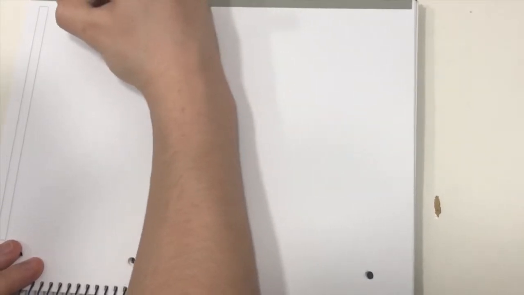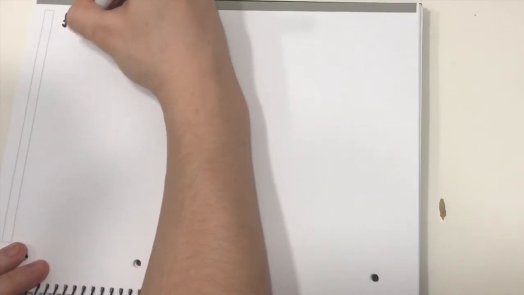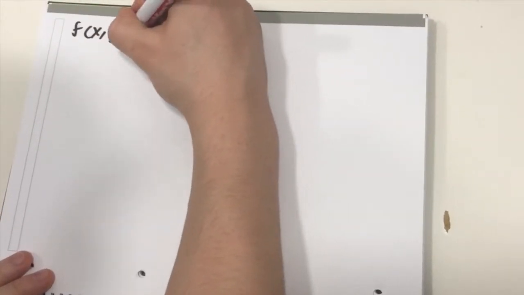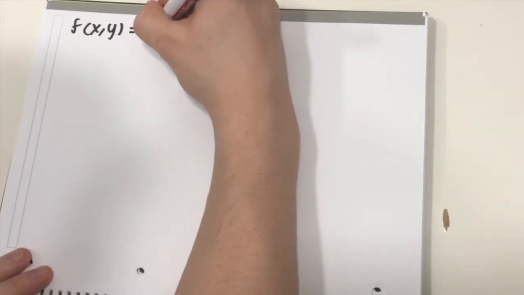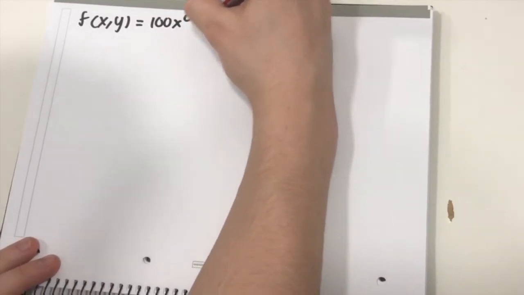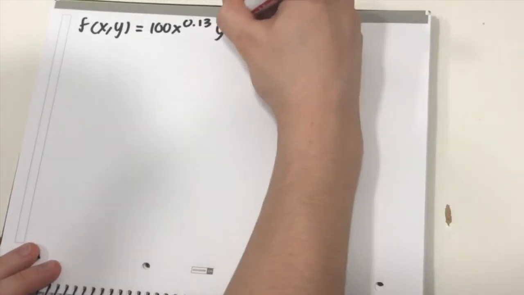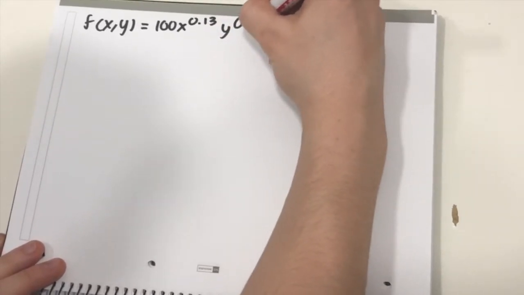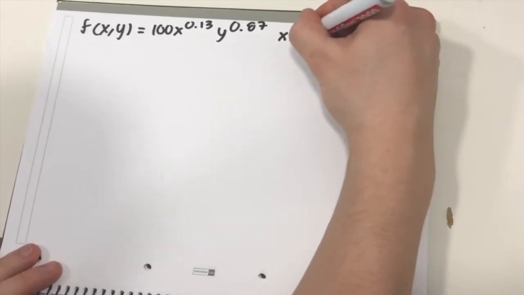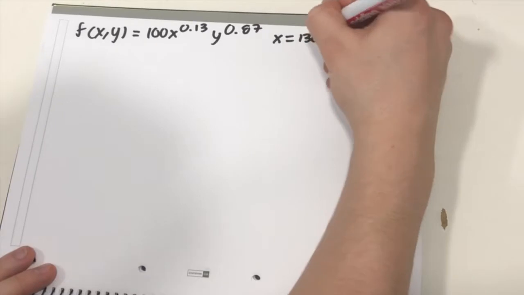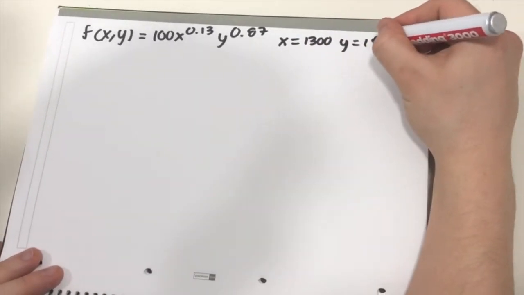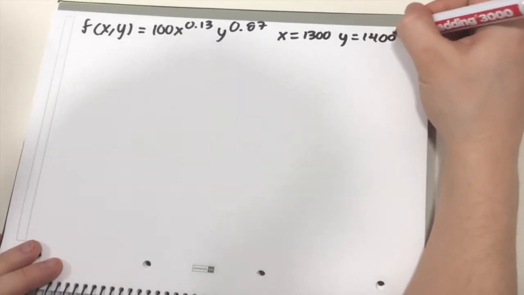We are given a factory that produces refrigerators, X, and washing machines, Y. The productivity of both is given by this function: F of x and y equals 100x to the power of 0.13 times y to the power of 0.87. If the factory produces 1,300 refrigerators X and 1,400 washing machines Y, we should find the marginal productivity of producing refrigerators and washing machines and decide which is a priority.